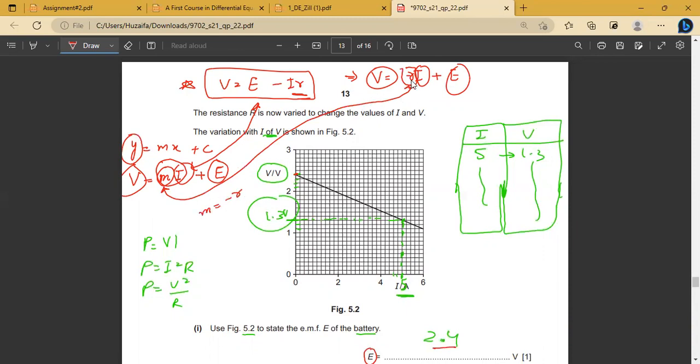Minus r. You can see there I have written minus r beside my current I. Compare these two equations. V equals mI plus E. The gradient will be equal to minus r. So this was the equation that I already know, and I can see that this equation is very much similar to this. Comparing these two equations, I get the gradient as minus r. Yes, minus r.